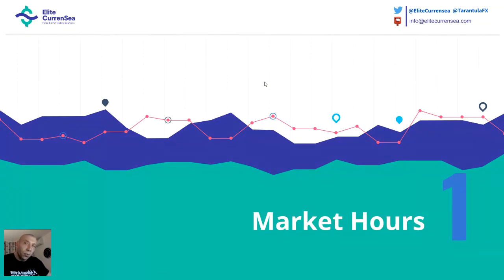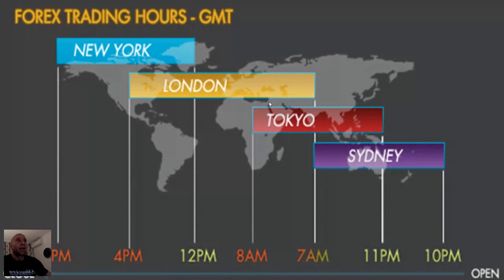But how do we trade price action? When do we trade it? It's not that simple. So we need to learn about market hours. It's a very important part of our trading. And these are major trading sessions, guys. So New York, London, Tokyo, and Sydney.